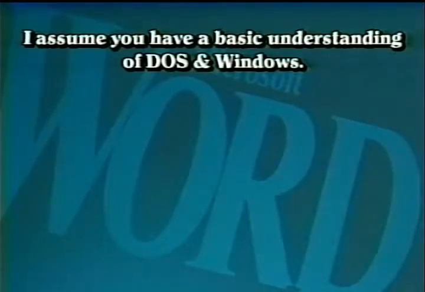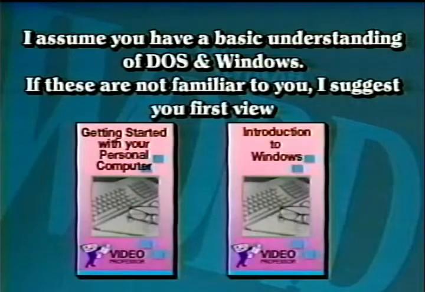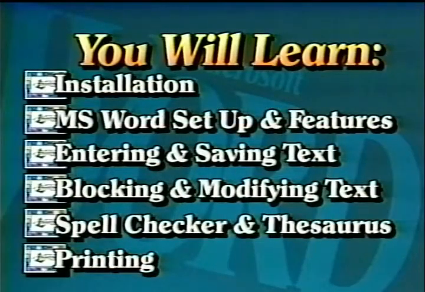Since you are preparing to learn Microsoft Word for Windows 6.0, I assume you have a basic understanding of DOS and Windows. If these are not familiar to you, I suggest you first view my lessons on getting started with your personal computer and Introduction to Windows. This 1-hour lesson will cover the following information: installing Microsoft Word for Windows, working with Word, the program's setup and its features, entering and saving text, blocking and modifying text, using Word's spell checker and thesaurus, and printing.